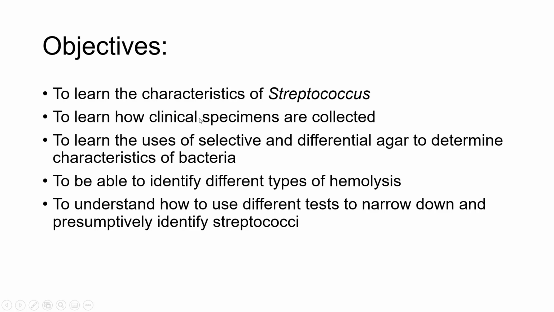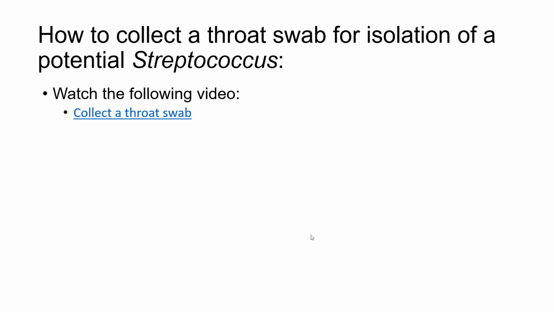You're going to watch a video on your own showing the collection of the specimen. Streptococcus is typically in the throat. You've heard of strep throat, so that's a good place to swab to collect it. And then you will learn the biochemical tests and the other physical characteristics that we use to identify what species of Streptococcus you have isolated. So you will, on your own, at some point, go back into this PowerPoint and watch the throat swab video.